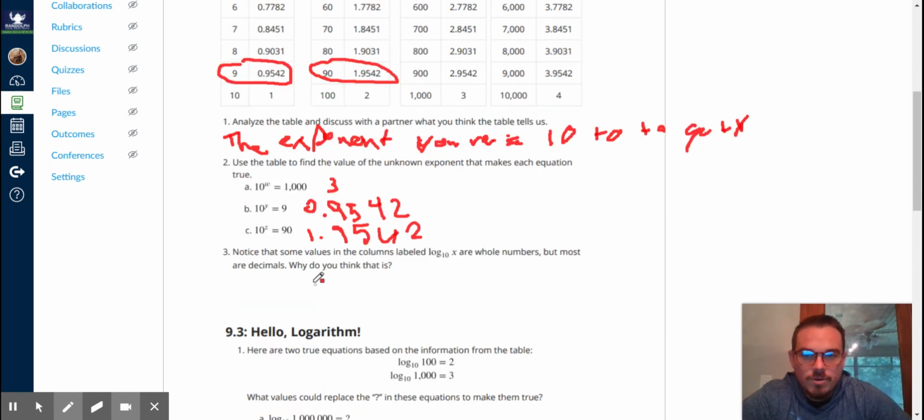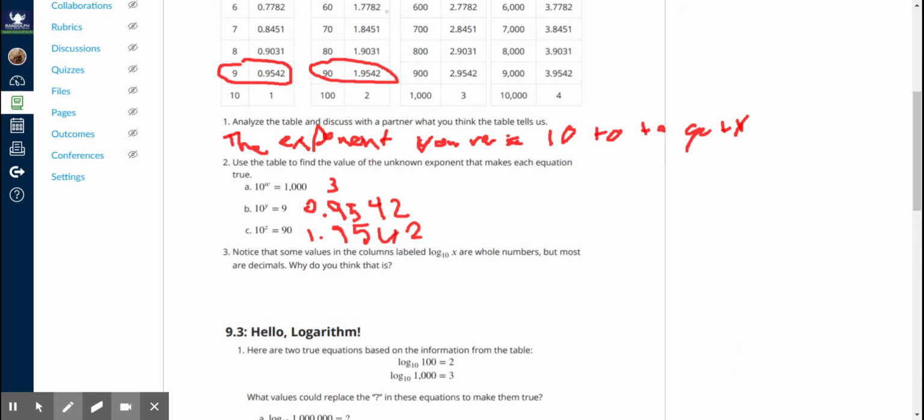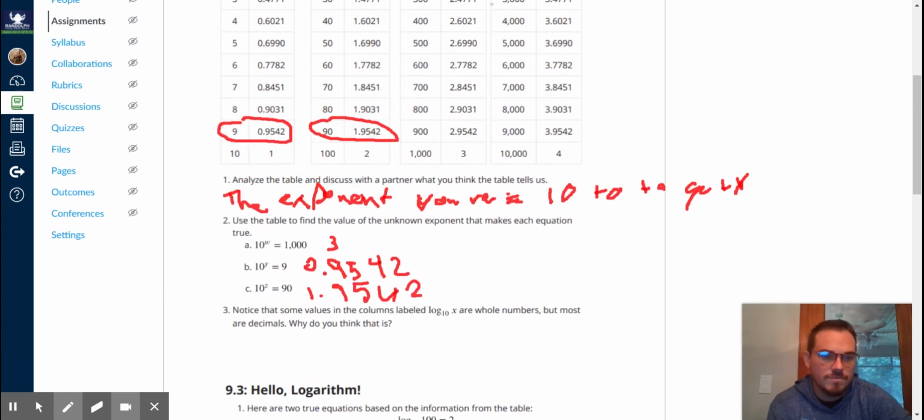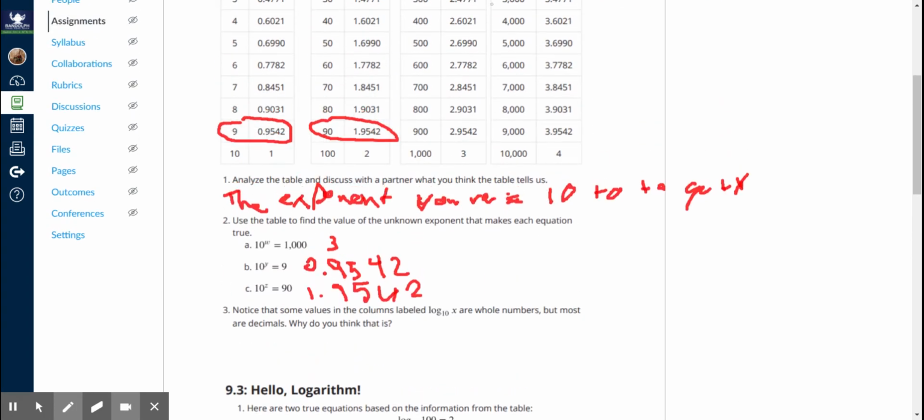All right, so notice that some of the values in the columns labeled log 10x are whole numbers, but most are decimals. Why do you think that is? All right, so the reason is that the only pretty numbers, in other words the only whole numbers we have, would have to come from a multiple of 10. 9 is not a multiple of 10. 6 is not a multiple of 10. 16 is not a multiple of 10. So you're going to have very limited multiples of 10. And the way that you find those multiples of 10 is if that would be the power.